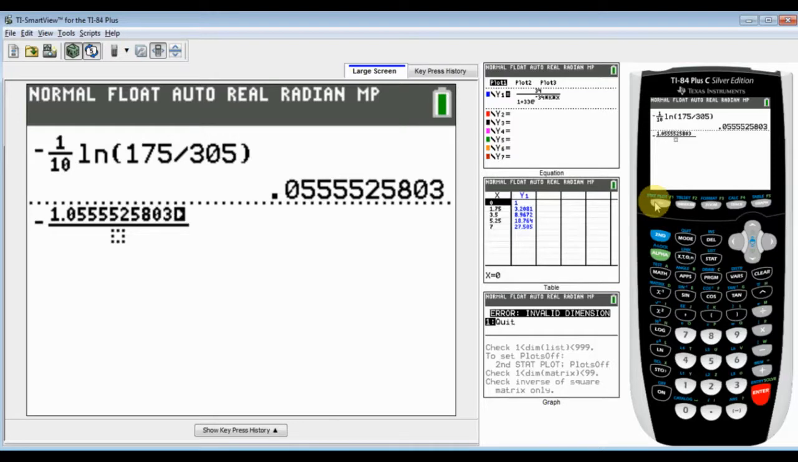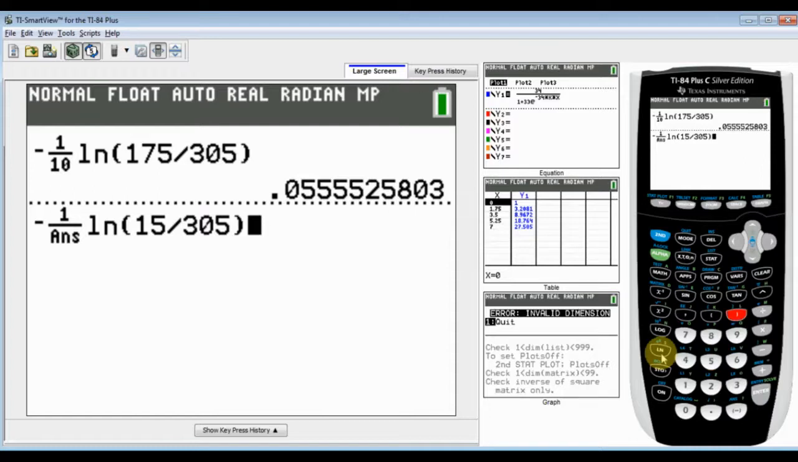Wait, so that's what happened with me. Why don't we just store it as K? Yeah, that works. Negative 1 over the answer. Yeah, that's smart, that's a good idea. Natural log of 15 over 305. Yeah, that works for me.